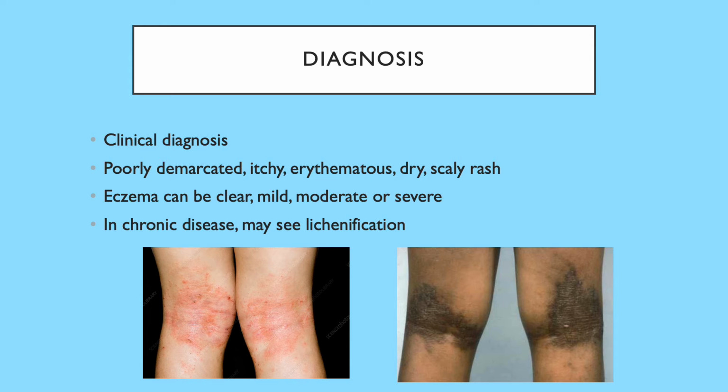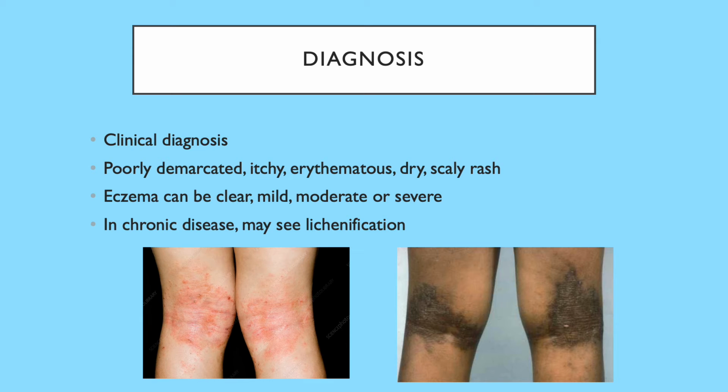In terms of diagnosis, eczema is a clinical diagnosis. It is a poorly demarcated, itchy, erythematous, dry, scaly rash. Eczema can either be clear, where the skin looks completely normal, or it can be mild, moderate to severe, based on how red, itchy, and dry the skin is. In severe eczema, you may see bleeding, oozing, or cracking.